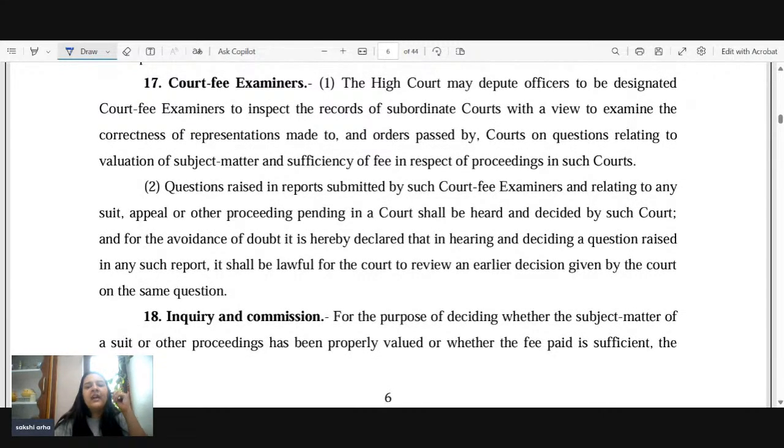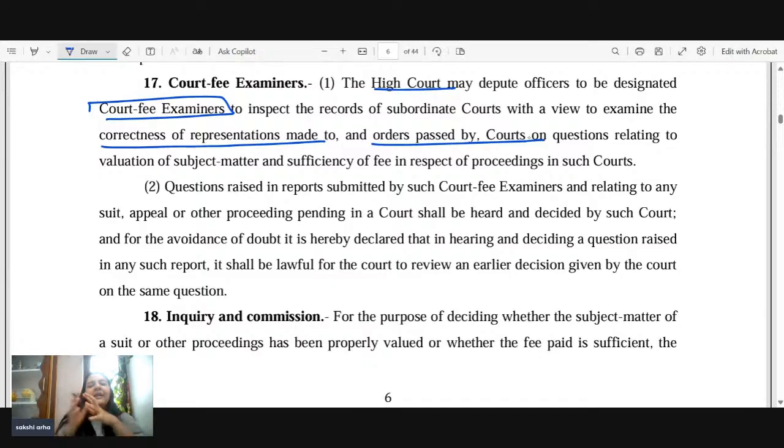Okay. So the High Court may depute officers to be designated as court fee examiners. High Court will do that. High Court will appoint officers who will be court fee examiners. Now, what they will do is to inspect the records of subordinate court with a view to examine the correctness of representation made to an order passed by courts.